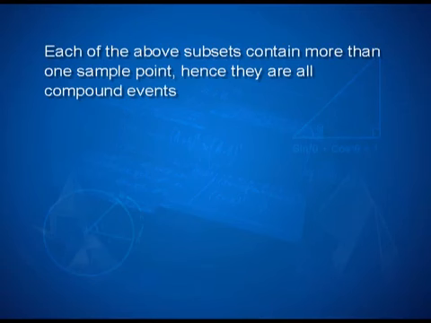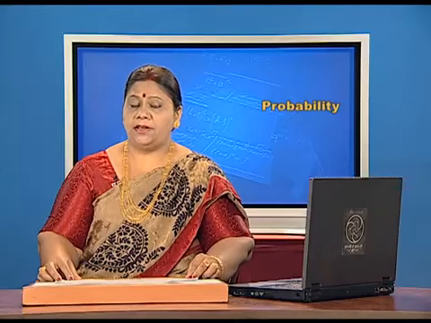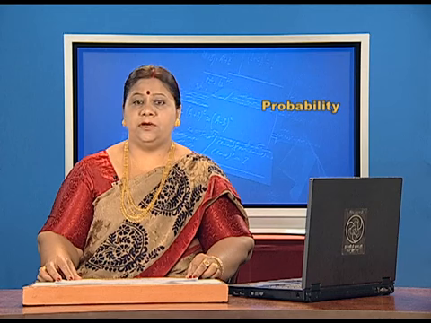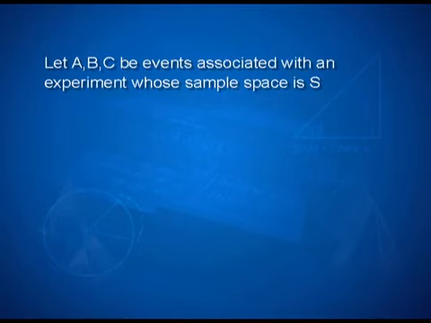Now, let us discuss the algebra of events. In the chapter on sets, we have studied different ways of combining two or more sets like union, intersection, difference, complement of a set, etc. Likewise, we can combine two or more events by using the analogous set notations. Let A, B, C be events associated with an experiment whose sample space is S.